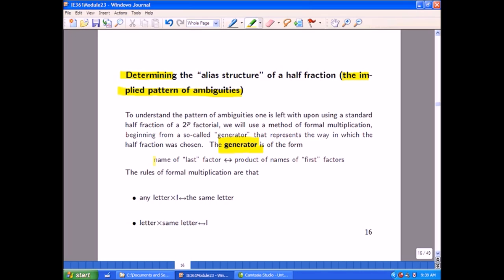And what we did to choose the half fraction was to say that levels of the last factor were gotten as products of the first p minus 1 factors. So we'll start with that as a generator, and then the rules of multiplication are going to be 2. In the first place, if I take any letter times the letter I get the same letter back again. And if I take the letter times itself, I get I.